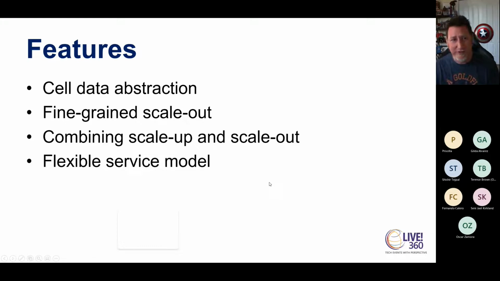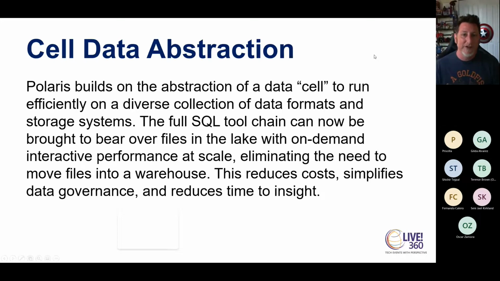So the main features of the engine that we're going to go over are cell data abstraction, fine-grained scale out, and combining scale up and scale out in the flexible service model. So this is where I'm going to just read the slide for you real quick. Polaris builds on the abstraction of data at the cell level to be able to run efficiently on a diverse collection of data, formats, and storage systems. The full SQL toolchain can now be brought to bear over files in Lake with on-demand interactive performance at scale, eliminating the need to move files into a warehouse. This reduces costs, simplifies data governance, and reduces time to insight.